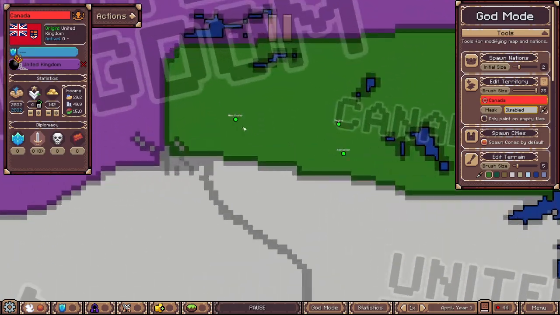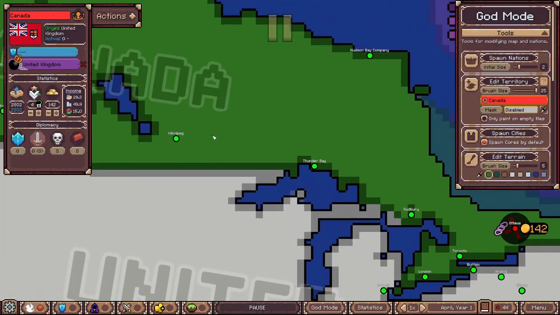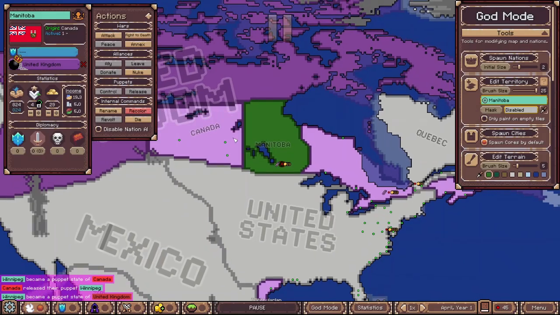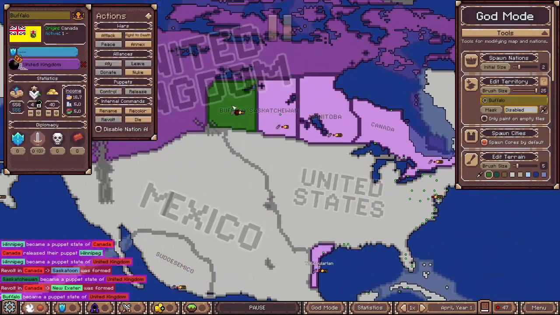Meanwhile, in Canada, the British, not wanting a repeat of World War -11, reorganized Canada into several provinces. There was Manitoba, Saskatchewan, Buffalo, and the rest was just a colony named Canada.